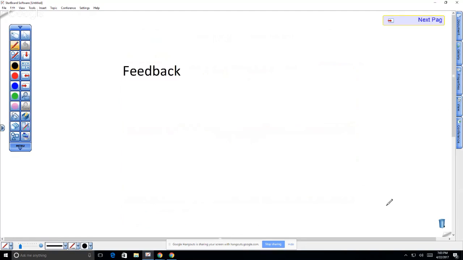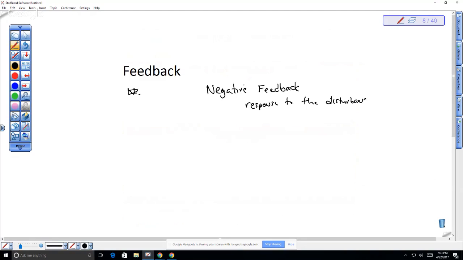Okay, so in order to look at how systems maintain homeostasis, we can talk about feedback. We can talk about negative feedback. Negative feedback means that the response to the disturbance ultimately decreases the disturbance. And this is a good thing because this helps to maintain the set point.